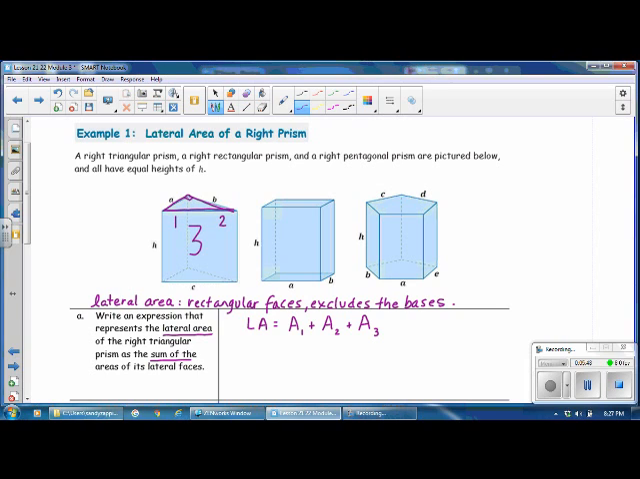So, area of rectangle 1. We know that the area of a rectangle is length times width. Here we have a width of A and a length of H. We can also think of that as base times height. So the area of rectangle 1 is A times H. The area of rectangle 2 has B times H as its dimensions. And the area of rectangle 3 is C times H.